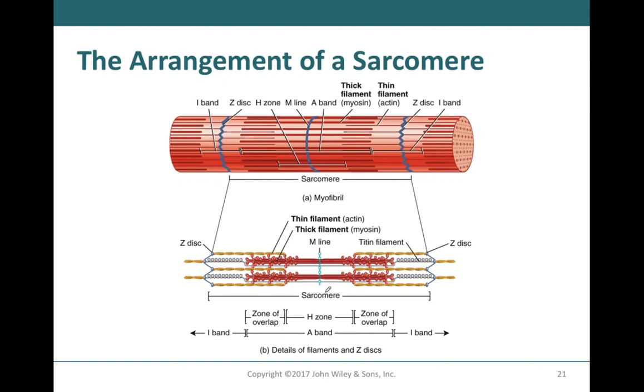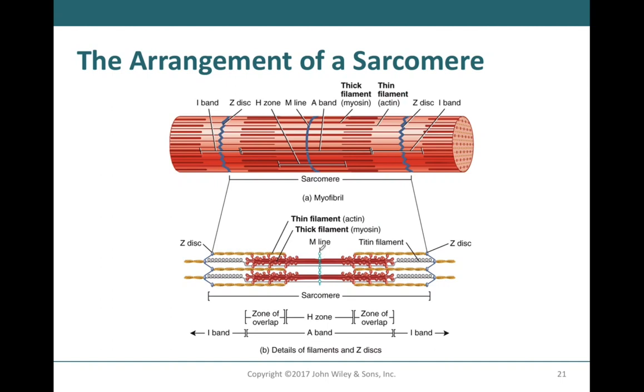First and foremost, every sarcomere is going to have a thick filament and a thin filament. The thick filament is this reddish filament right here that has these little heads that stick off, and this is known as myosin. These little heads are known as myosin heads. And the myosin heads are going to bind to the thin filament, which will contain actin. And the thin filament is shown right here in yellow.